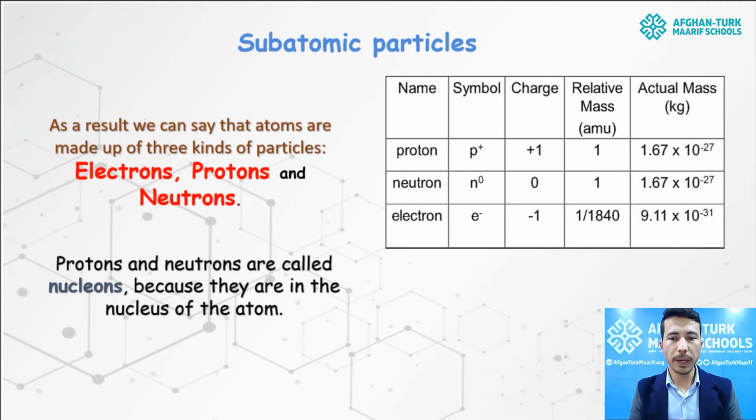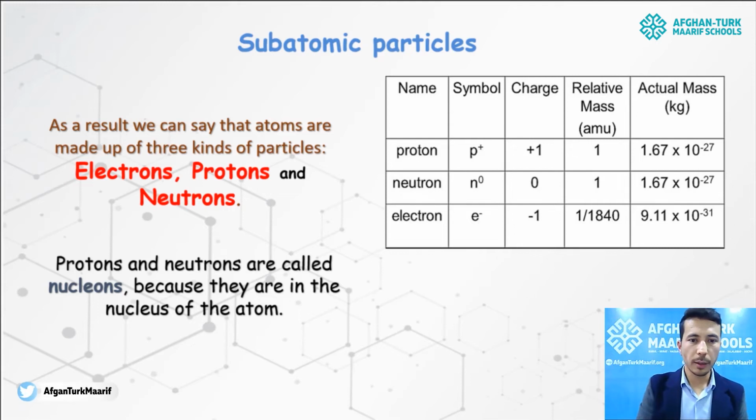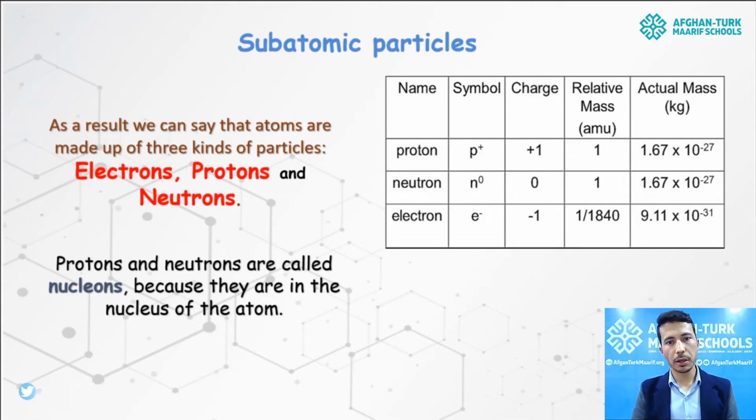When these particles were discovered, scientists came to know what the atomic number and the mass number are. Let's study what the atomic number is and what the mass number is, which were discovered after the discovery of these subatomic particles.